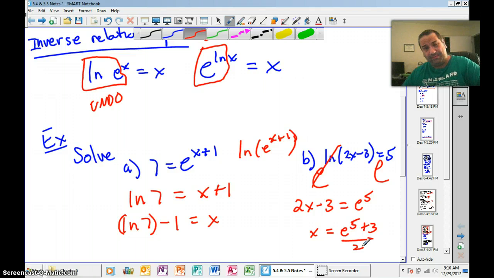And remember, e is a number. I think it's 2.71 something, 2.7183 to be exact. I'm pretty sure. So that's just basic what you learned probably in FST or pre-calc.